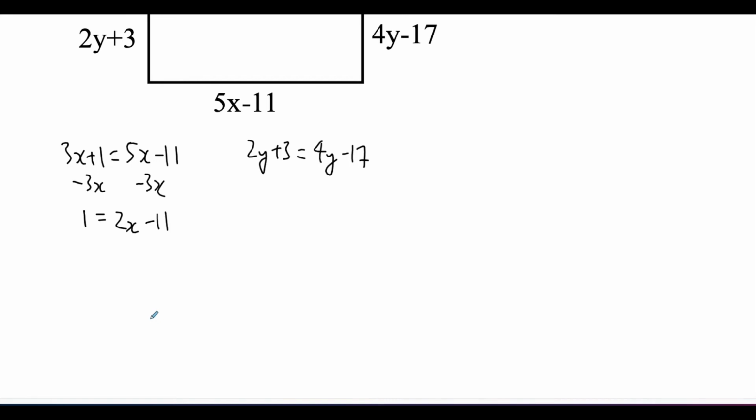We can add 11 to both sides so that you have a number on the left and a variable on the right. So you should get 12 is equal to 2x, and then divide both sides by 2. You get 6 is equal to x. In other words, x is equal to 6, because that's the way I want you to write your answers.